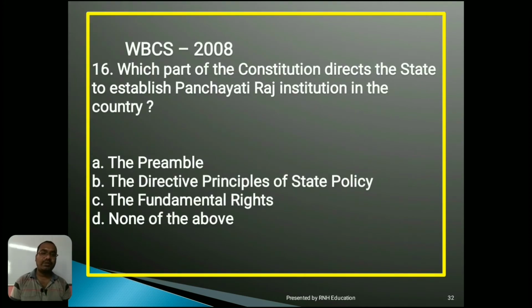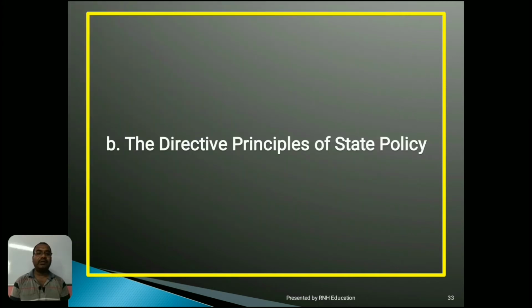Going to next one, the next question, that is question number 16, and it was asked in BCS 2008. Which part of the Constitution directs the state to establish Panchayati Raj institution in the country? Options are A, the preamble, option B, the directive principles of state policy, option C, the fundamental rights, and option D, none of the above. Now see the answer. The answer is option B, that is the directive principles of state policy.